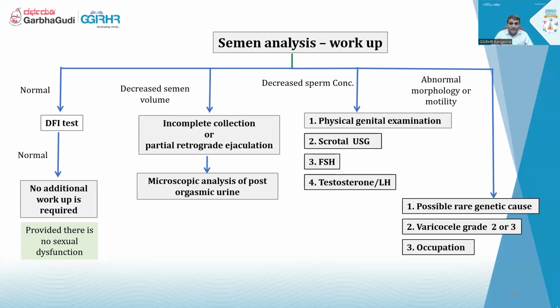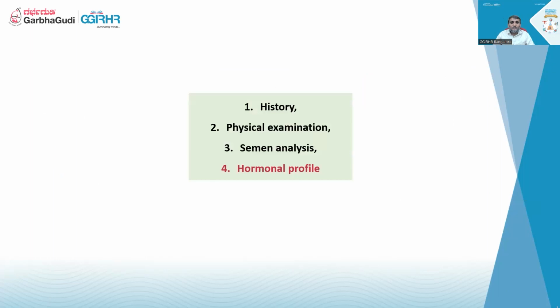You should evaluate such a patient for genetic causes, and it is better to refer that patient to the uro-andrologist to rule out varicocele, and you should ask about the proper occupation. Proper history taking is very important. What occupation he is doing, all those things are very, very important. So this is the general workup based on the semen analysis.